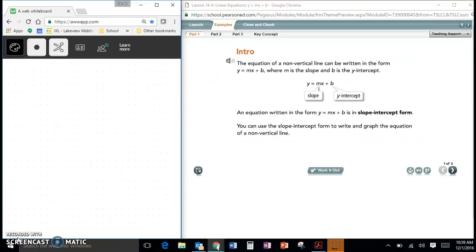Okay, it starts with a key concept. It says the equation of a non-vertical line can be written in the form of y equals mx plus b, where m is the slope and b is the y-intercept. This is also known as slope-intercept form. You can use slope-intercept form to write and graph the equation of a non-vertical line. So the m, again, is your slope, and the b is your y-intercept.